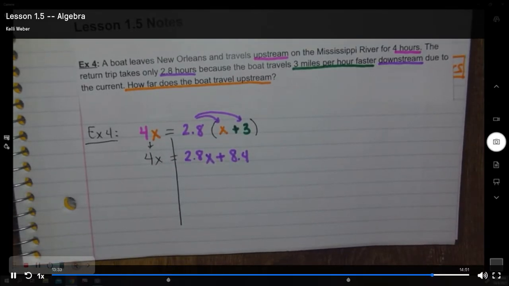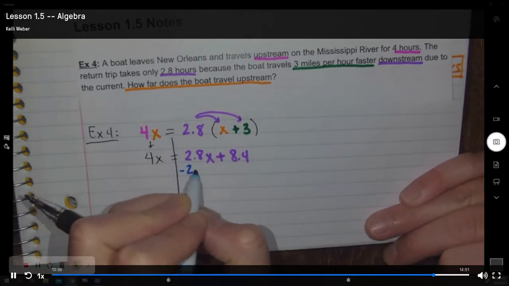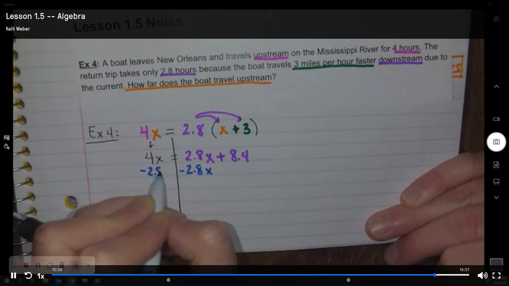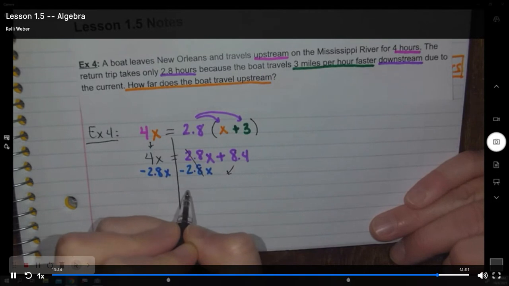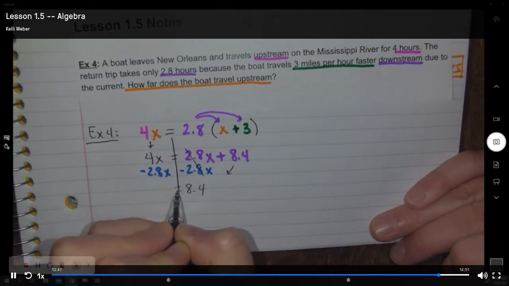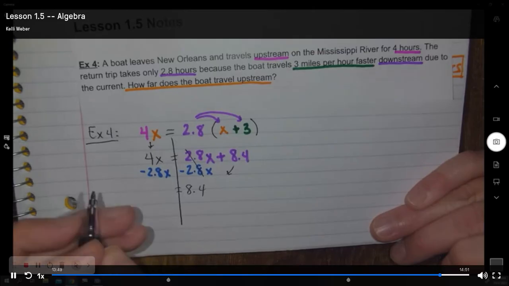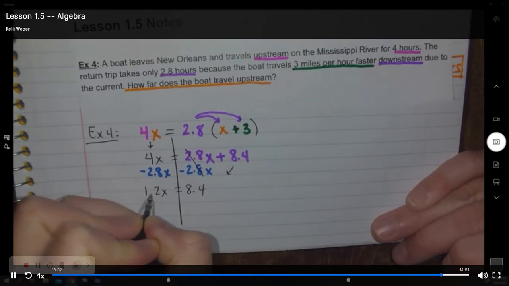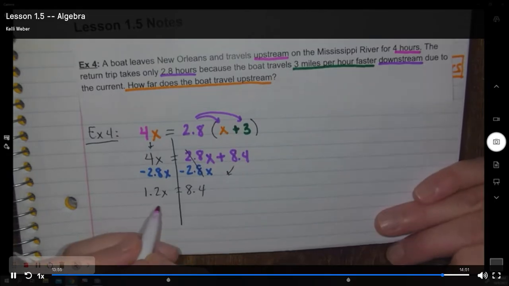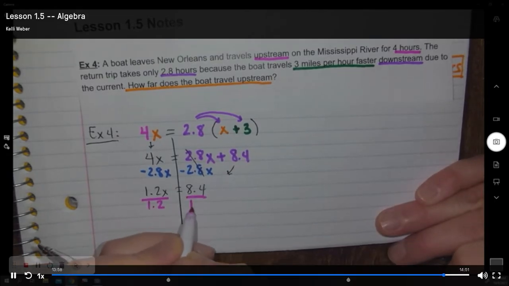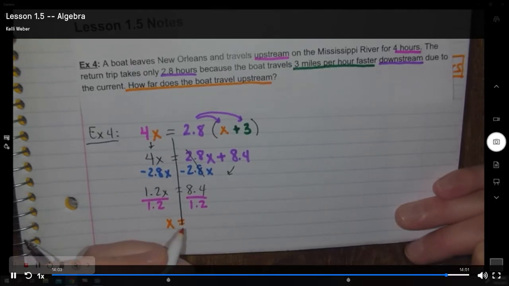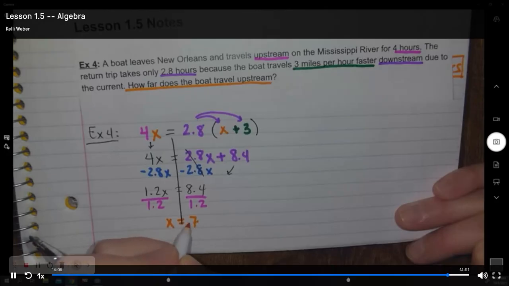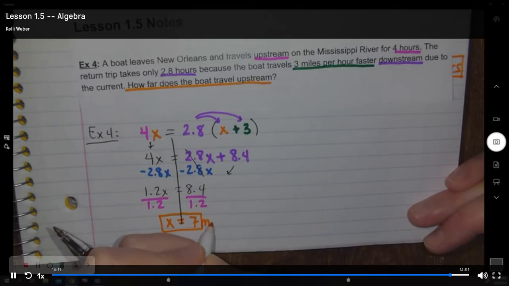We want to get our variables on the same side. I'm going to subtract 2.8x. So 2.8x minus 2.8x is 0. Bring down our 8.4. 4x minus 2.8x gives us 1.2x. We're going to divide both sides by 1.2, and that gives us x equals 7. So they were traveling 7 miles per hour.